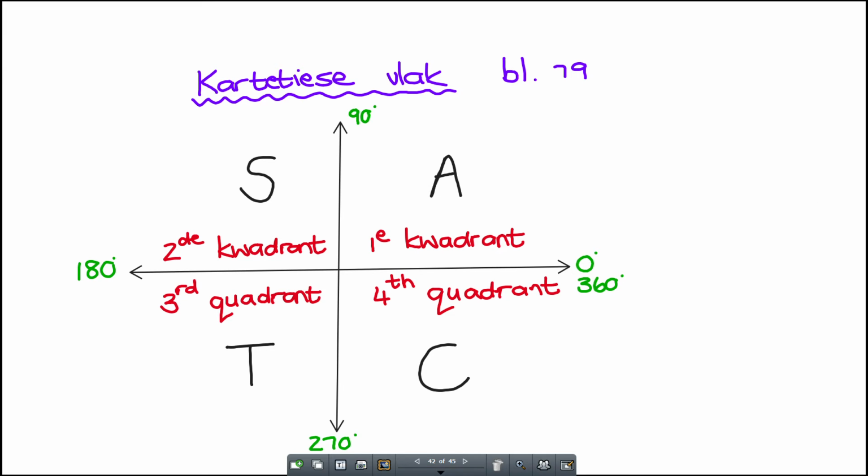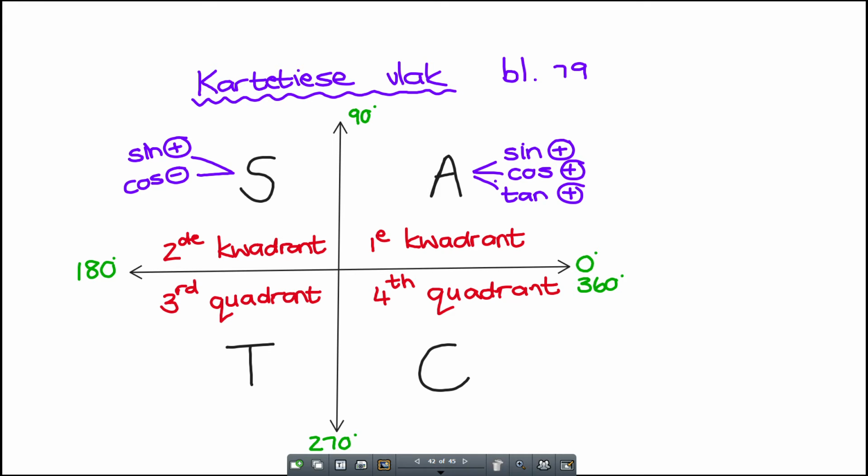Okay, now, that first quadrant, the A, is for all. Met ander woorde, in hierdie kwadrant, is sin positief, cos is positief, en tan is positief. So sien jy, all of them are positive. Nou gaan jy al klaar vir my kan begin raai. In quadrant 2, what do you think? Who's positive? Sin, nee? So in quadrant 2, because there's a S, it means that sine will be positive. Nou wat van cos en tan? Negative, nee? So cos is negative and tan is negative. Okay. Quadrant 3, I've got a T. So wie wil raai?